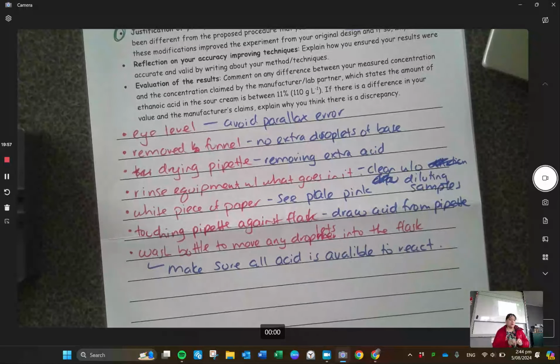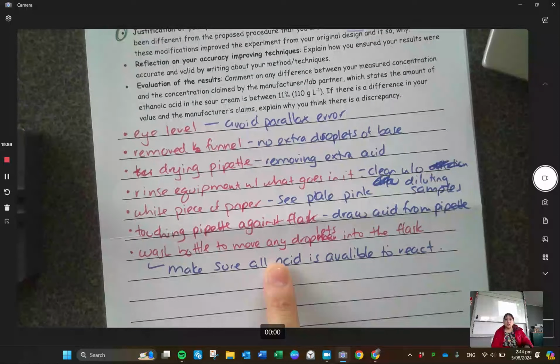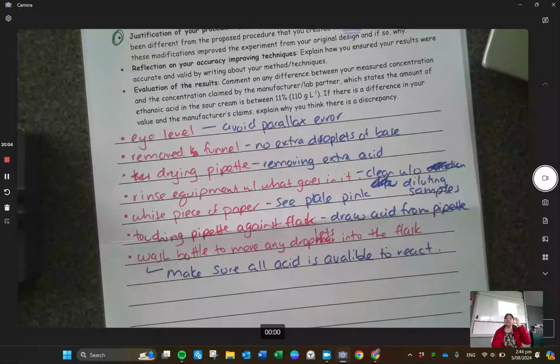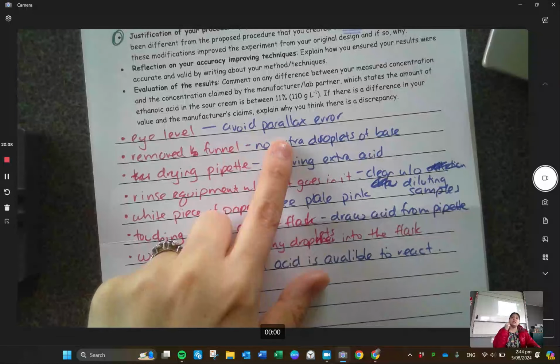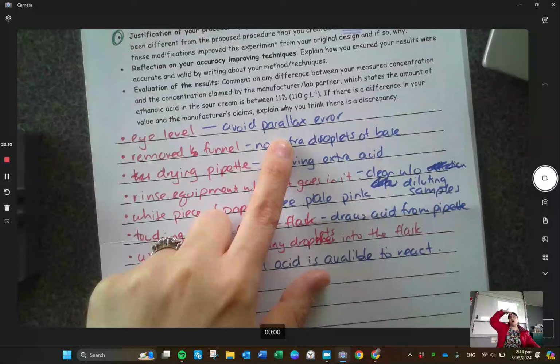So for example, this is all explaining why it's an accuracy improving technique, but it's not explaining the mechanisms of how it does that. So for example, avoiding parallax error: if I read it at the wrong angle, I'm going to underestimate the volume of my acid or base. So that is the how.